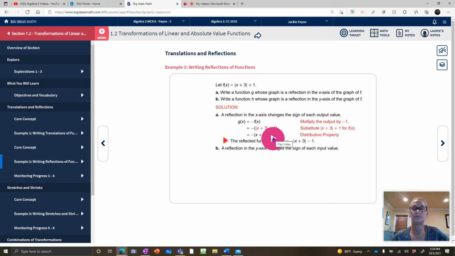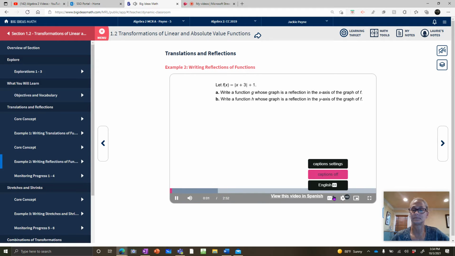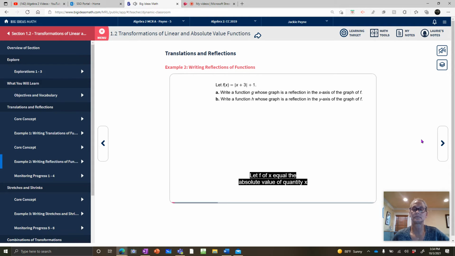Here's a second example. Let f of x equal the absolute value of quantity x plus 3, plus 1. A. Write a function g whose graph is a reflection in the x-axis of the graph of f. B. Write a function h whose graph is a reflection in the y-axis of the graph of f.